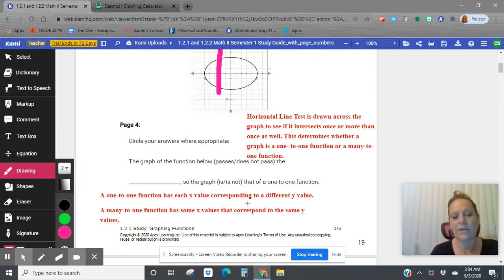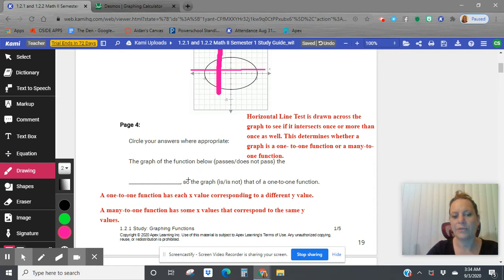A many-to-one function has some x values that correspond to the same y values. So 1 goes to 1, and 2 goes to 1, and 3 goes to 1. That would be a many-to-one function. It means when I draw a horizontal line across a graph, and it touches more than once, it touches twice, that's a many-to-one function. So this ellipse is a many-to-one function.